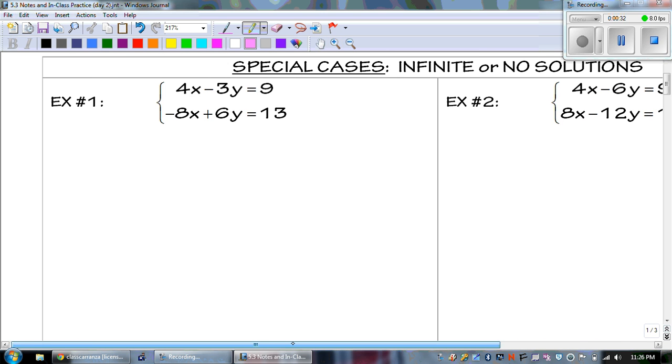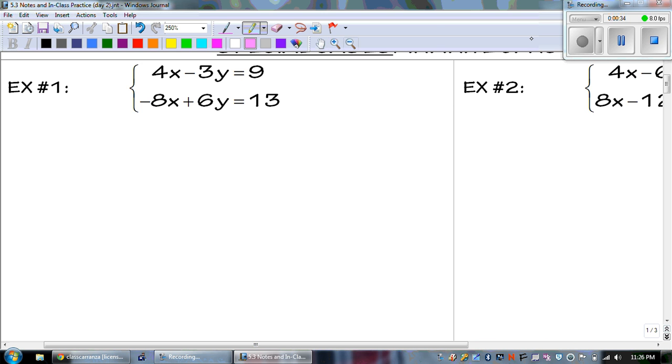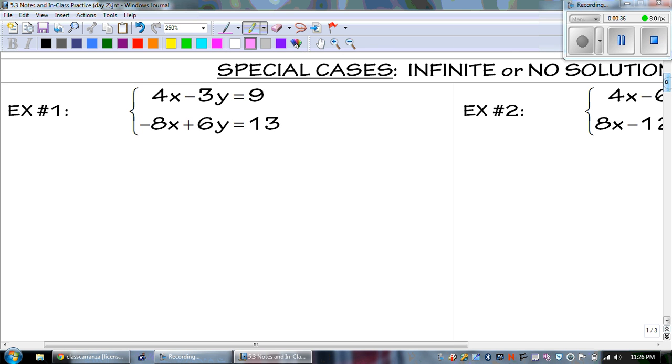So the new part of today is that we're going to be talking about these special cases. Now, what we talked about yesterday is when we're planning to do elimination, the first thing we want to make sure is that our variables are lined up on the same side. So our x's are lined up and our y's are lined up. Now, when I'm getting ready to cancel something, I want to make sure that it's going to be easy for me to get them to be opposites.